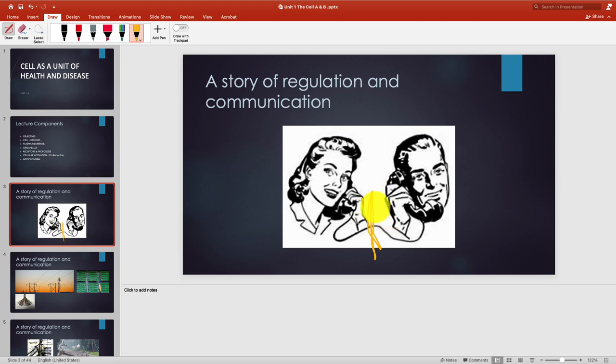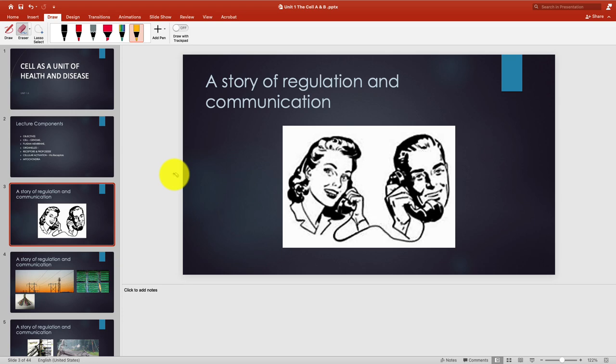So one of the major components that allows these two people to communicate clearly is this line. And this line connects the message being sent from here and the message being received here. And the cell works a lot like that. It is going to use chemicals and receptors and regulators and messengers and secondary messengers and transcription factors to basically take information from outside the cell, some type of stimulus, and deliver that information to the inside of the cell.